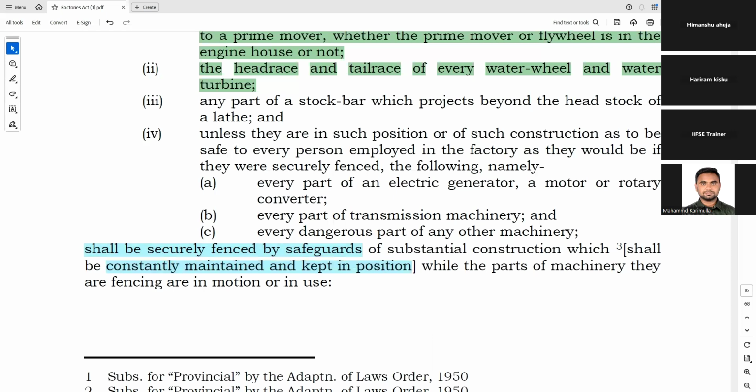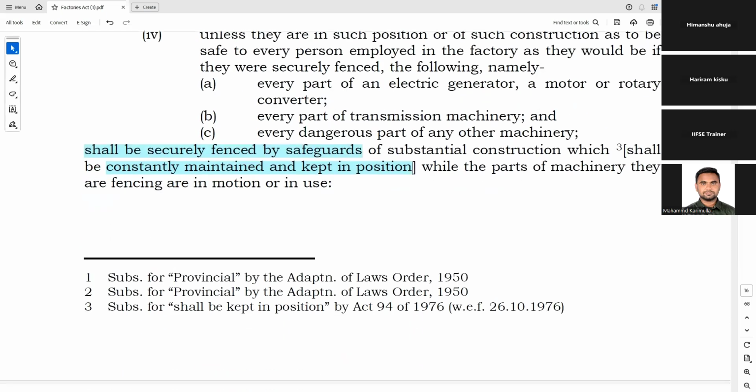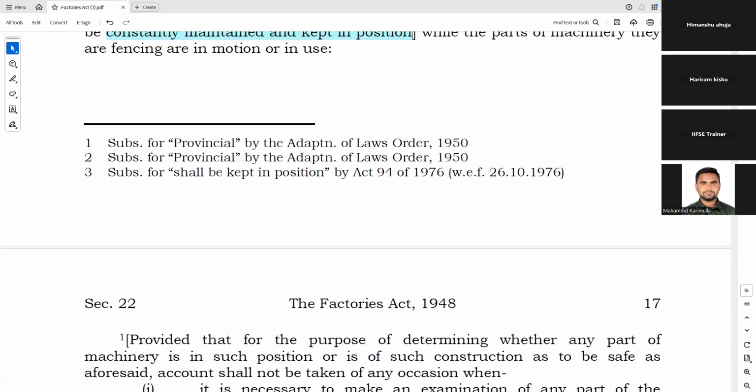So this is also very important. Once they have provided the guards, but in between they had a maintenance issue and removed the guard, but have not replaced it back, then that is a non-compliance. While the parts of the machinery are in motion or in use, they must be fenced.